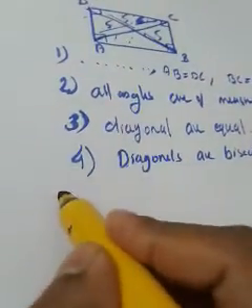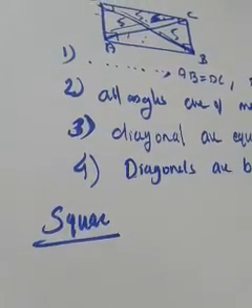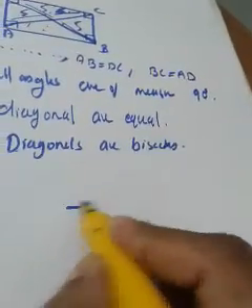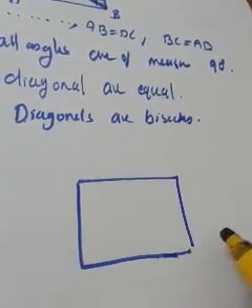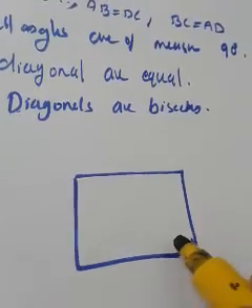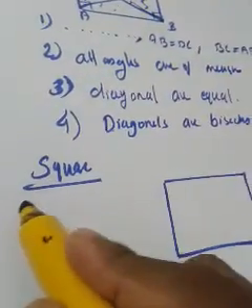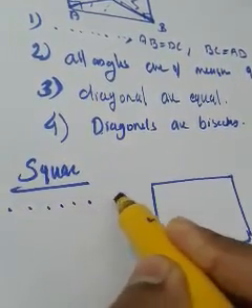And let me come to the next one, square. What? Square. Tell me what? Square. Yes. This is a square. What is the specialty of a square? Square is a rectangle with all sides equal. That is the definition of a square. You can write the definition. Square is a rectangle with all sides equal.